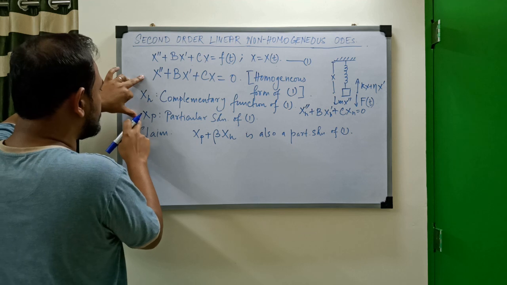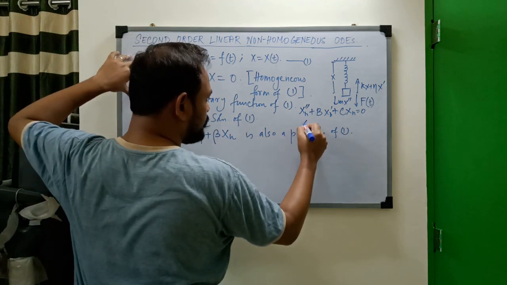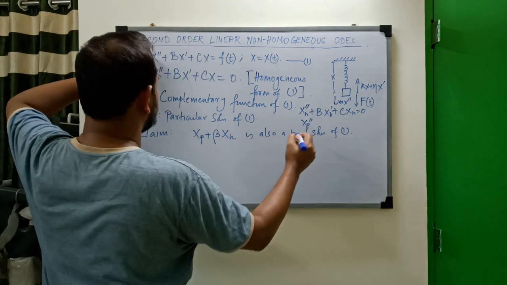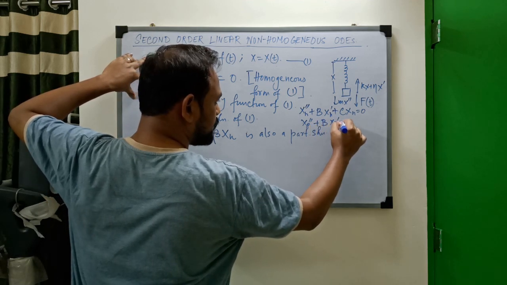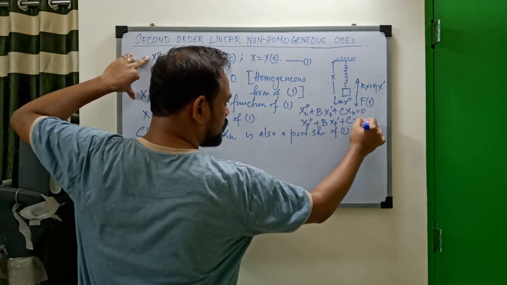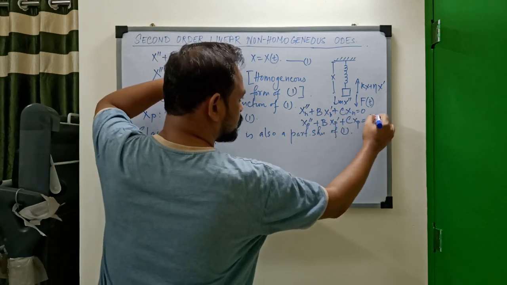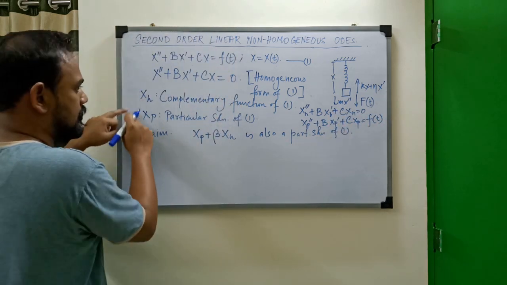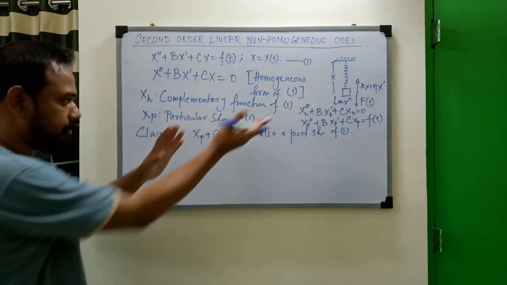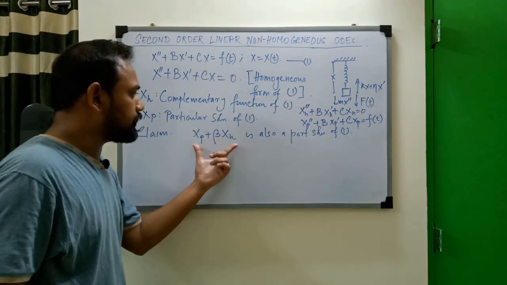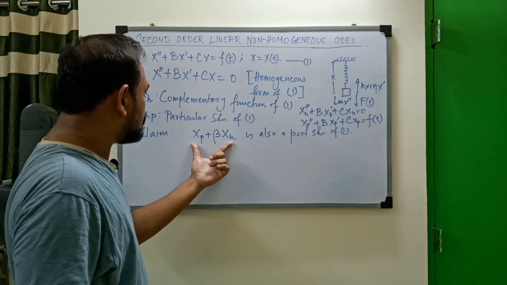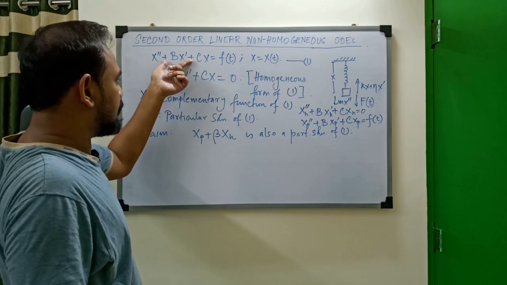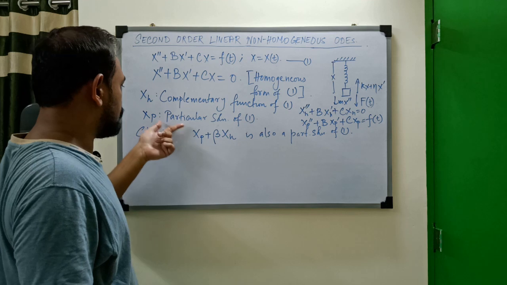And particular solution would mean that this would satisfy this. So you would have xp double differentiation plus b xp once plus c xp would give me this function. So this is what it means to have these two in mathematical terms. So I just have to show that this is a particular solution. In other words, this would be satisfying this. That's what it means to be a particular solution.